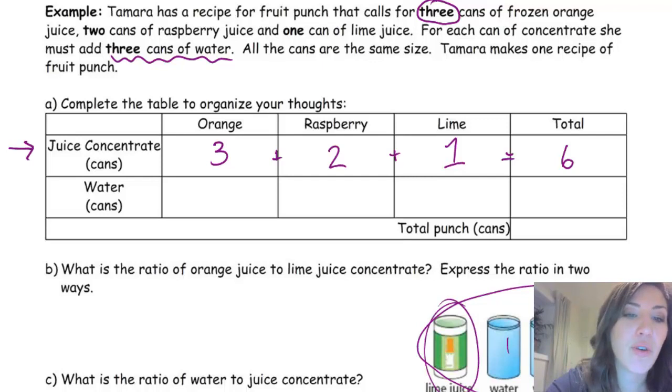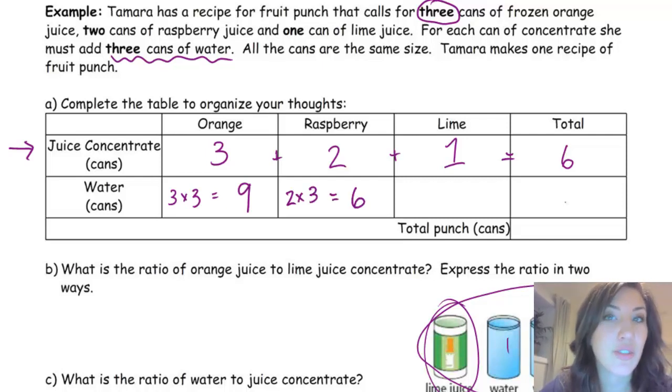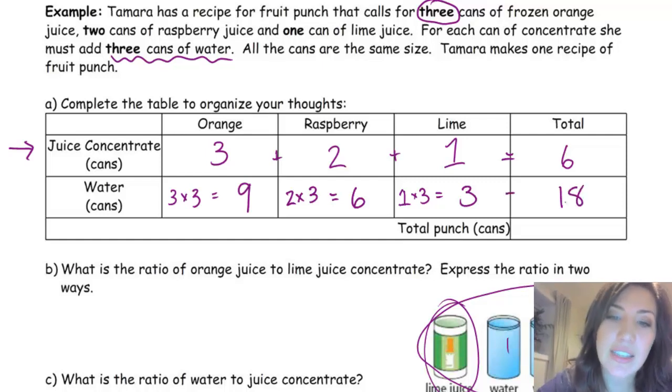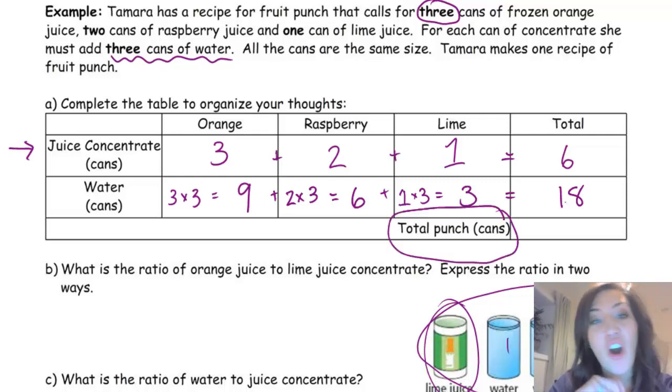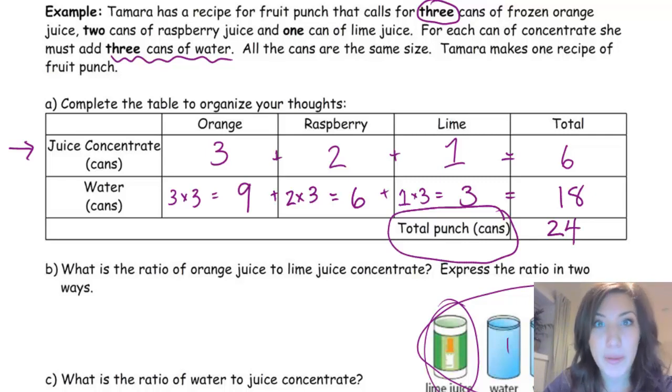So if we're going to have 3 cans of orange juice, then we would say 3 cans times 3 cans of water per can means that we need 9 cans of water there. Raspberry juice, well, we have 2 cans of raspberry juice times 3 cans of water is 6 total water cans. And here we have 1 lime concentrate times 3 cans of water per lime gives us 3 cans of water there. So if we say 9 plus 6 plus 3, we're going to get a total of 18 cans of water. Now, if we want to say how many cans are in that punch, all the concentrate and all the water, how many total? Well, there's 6 concentrate juice cans and there are 18 water cans, so we have a total of 24 cans in this punch. Hope it's a big bowl.